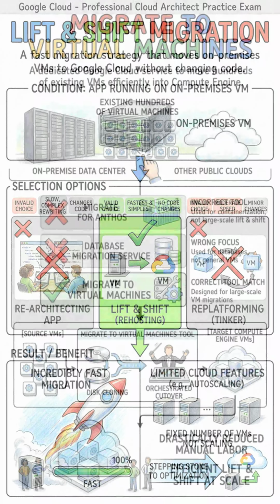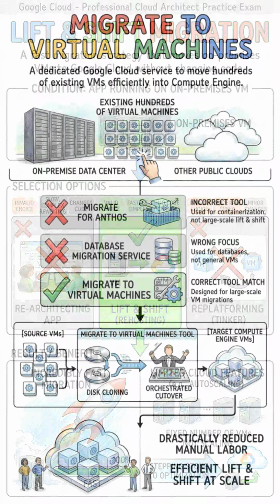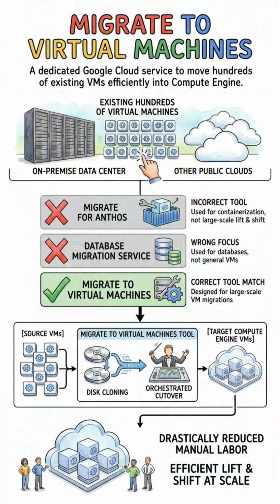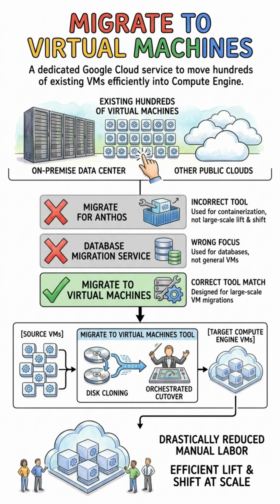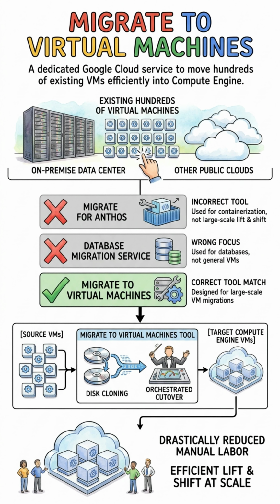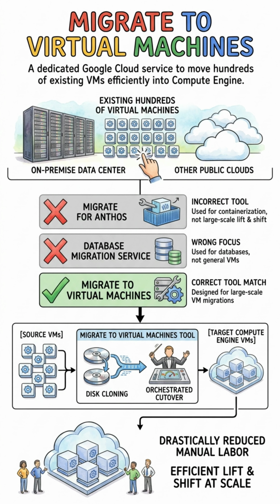To execute a massive lift and shift strategy efficiently, Google offers a dedicated tool called Migrate to Virtual Machines. This service allows you to easily move hundreds of virtual machines from on-premises data centers or other public clouds directly into Compute Engine. It works by cloning your existing disks and orchestrating the entire cutover process, which drastically reduces the manual labor required for a large enterprise migration.